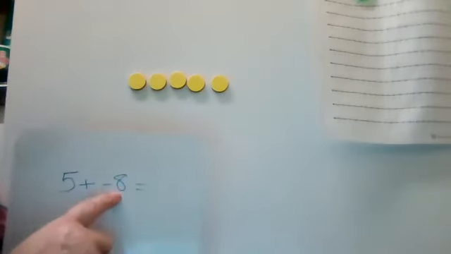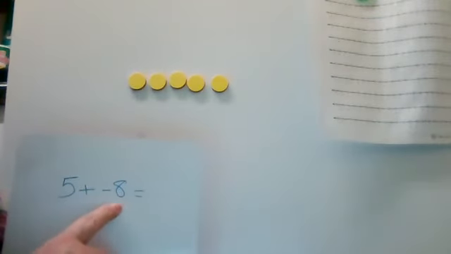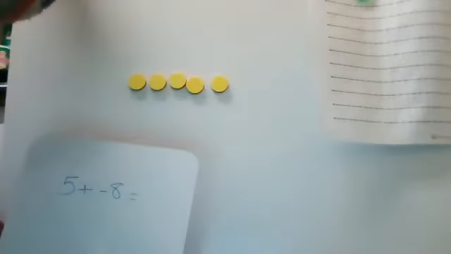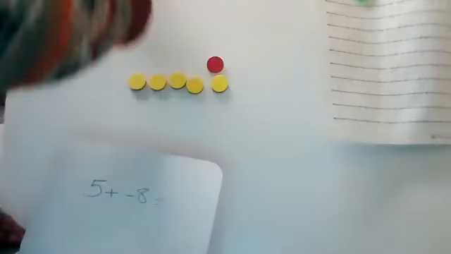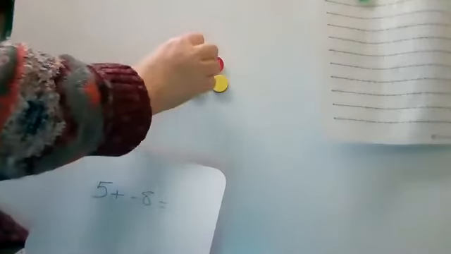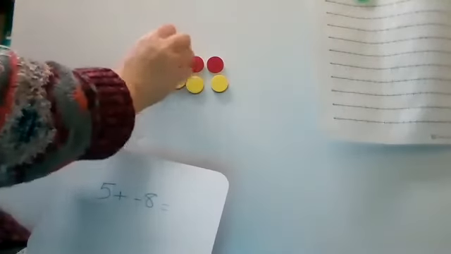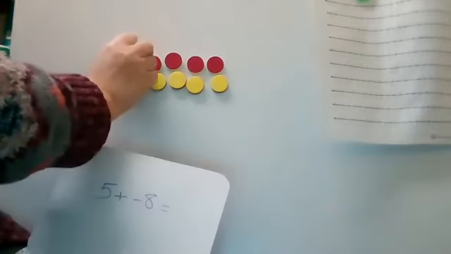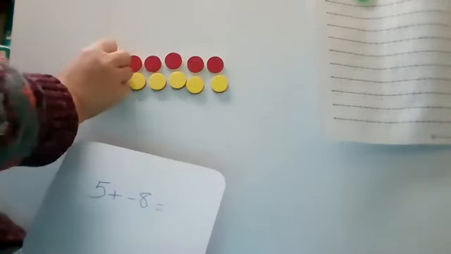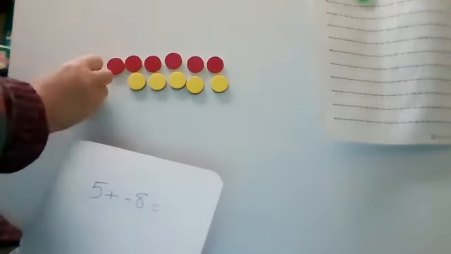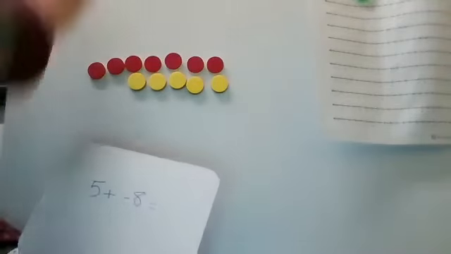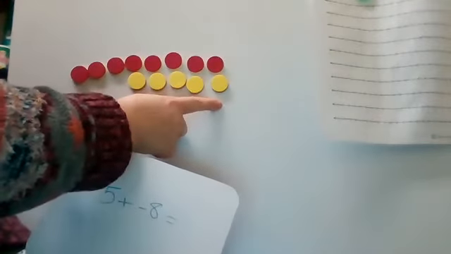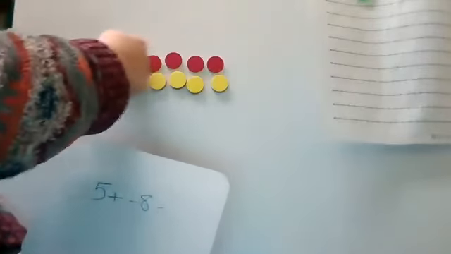Okay, and I want to go 8 more, but I'm going to go 8 more in the negative direction. So I keep dropping these things. I go 1, 2, 3, 4, 5, 6, 7, 8. So I've made this journey. I went 5 in this direction, and then I went 8 in this direction.